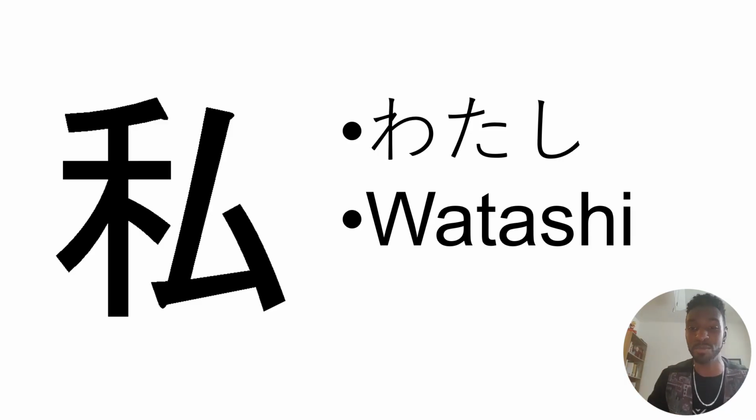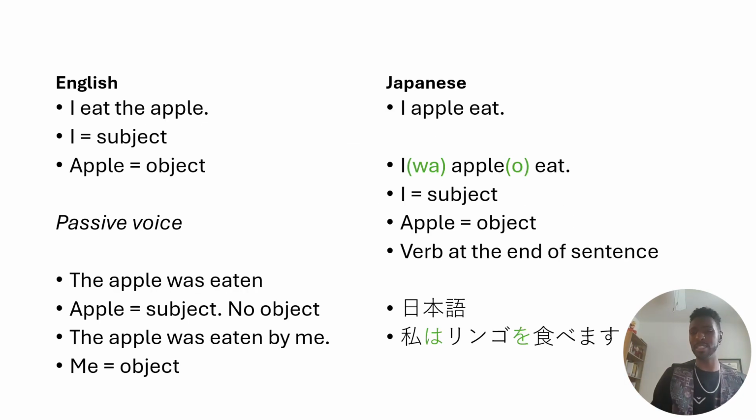Anyway, watashi, I. Let's break down this basic sentence, and this will help us understand what subjects and objects are and how these are used grammatically in English and Japanese. So in the English sentence, let's look on the left first. I eat the apple. So what's the subject and the object of that sentence? Eat is a verb, right? To eat. The subject is who or what does the action, and the object is who or what the action happens to. So in this case, obviously, I is the subject and apple is the object.